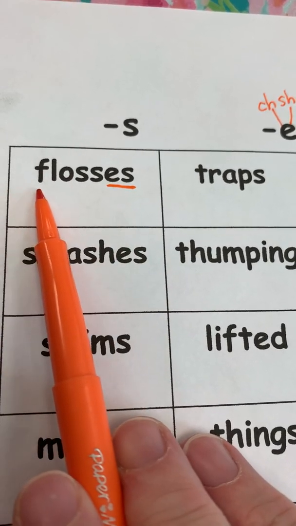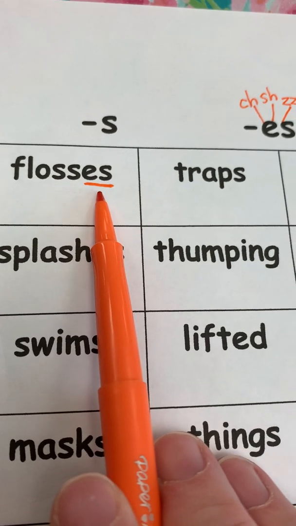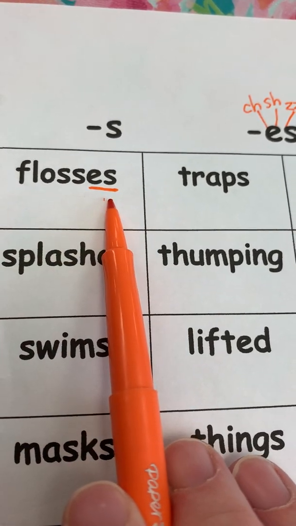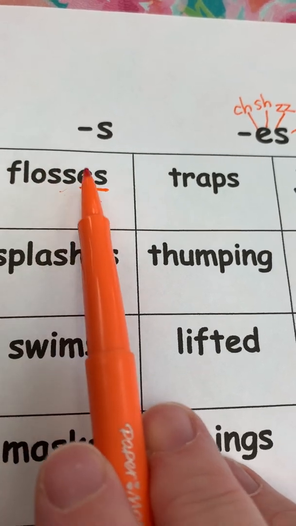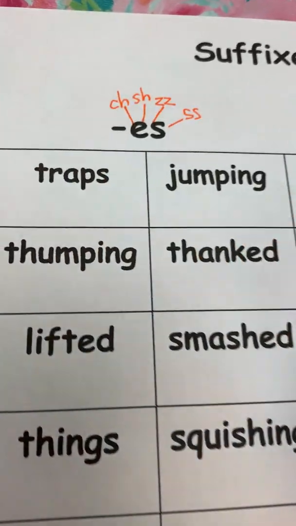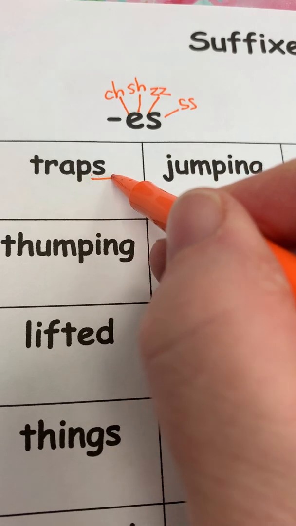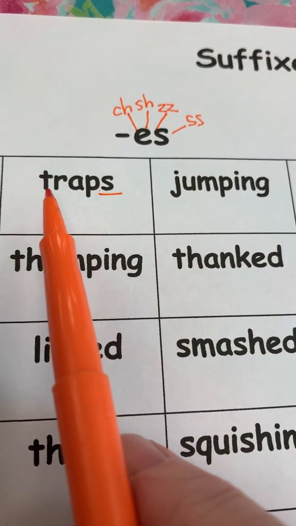Floss. So the root word is floss. Flosses. And you see why that ES was put at the end of floss? Because what does floss have? Double S. All right, next word. Underline that S. Here we go from left to right.